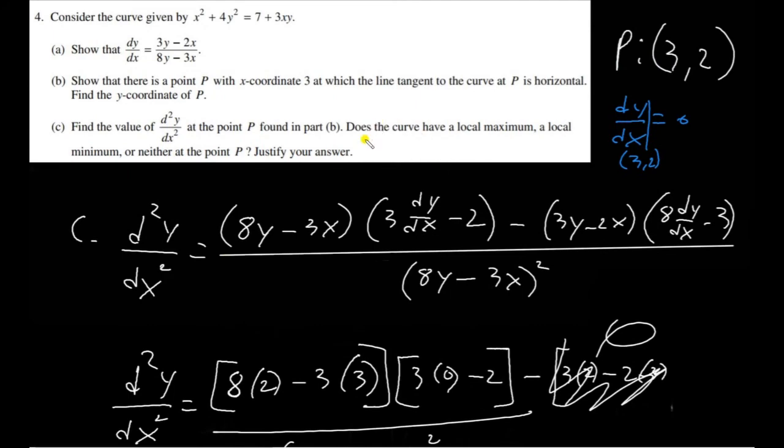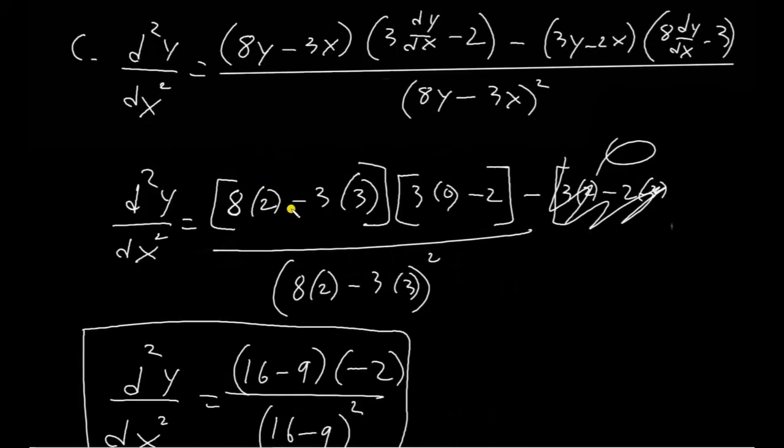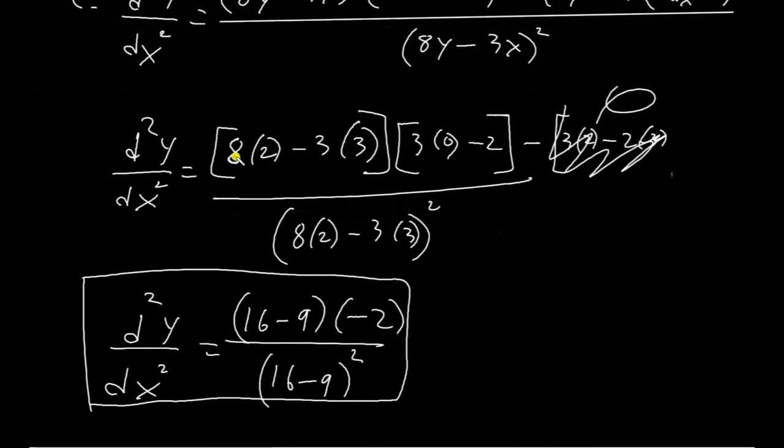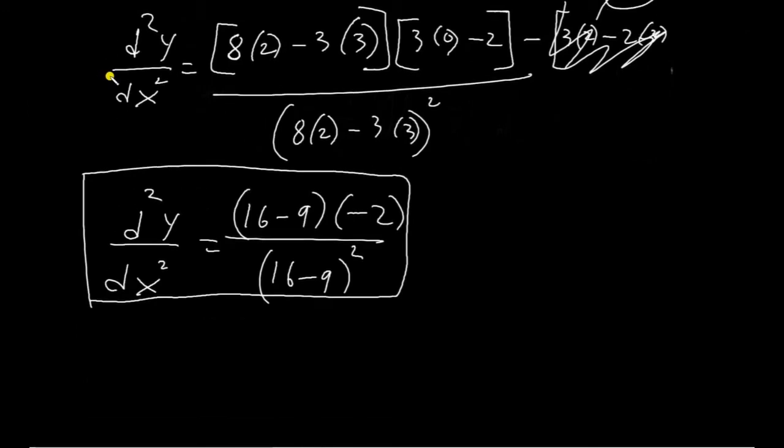They also asked us, does the curve have a local maximum, a local minimum, or neither at point P? Okay, so to do this, we're going to use the second derivative test. Remember, the second derivative test says that if the first derivative is 0 and the second derivative is greater than 0, then there's a local minimum. If the first derivative is 0 and the second derivative is less than 0, then it's a local maximum. If they're both 0, then there's no conclusion.